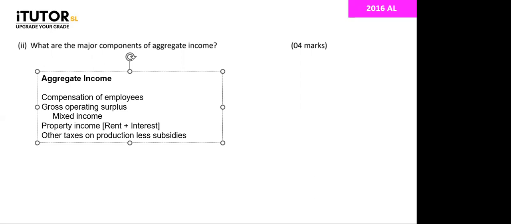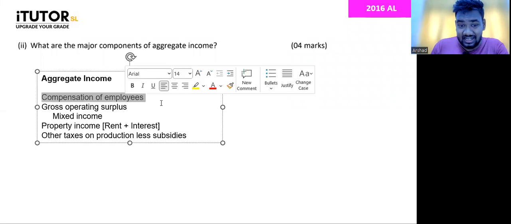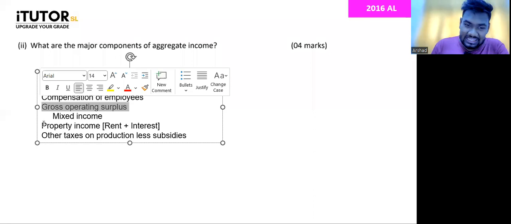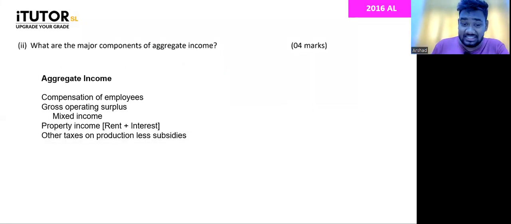Or else you can also talk about rent, interest, and profits also. So this is one way of saying this. You can say that there is compensation of employees, gross operating surplus, but inside gross operating surplus, the property income will also be included. But if you want, you can include it separately as well, no issue. And other taxes on production, less subsidies.